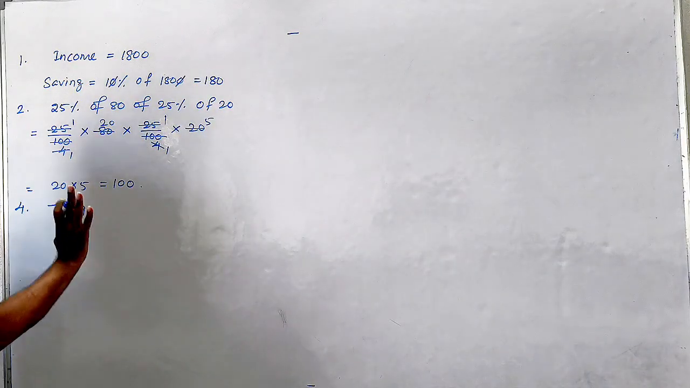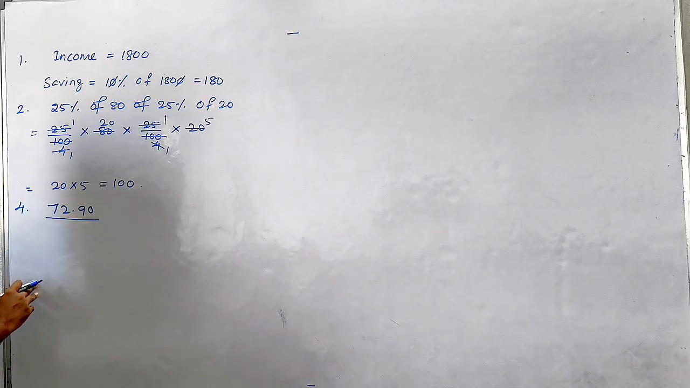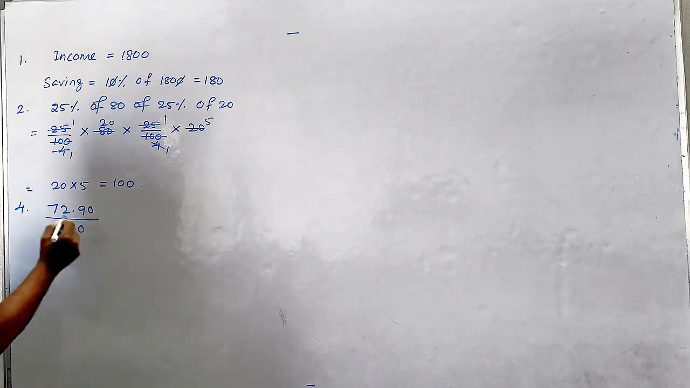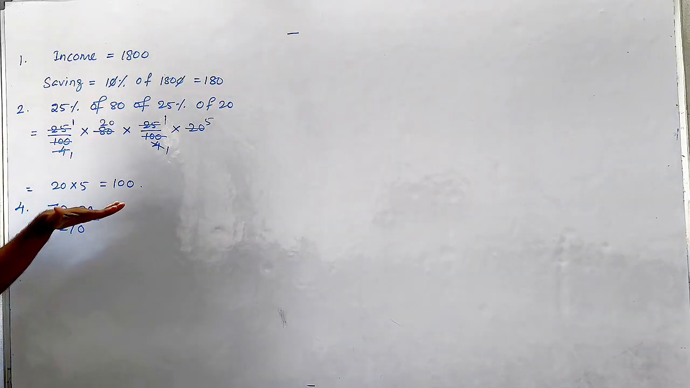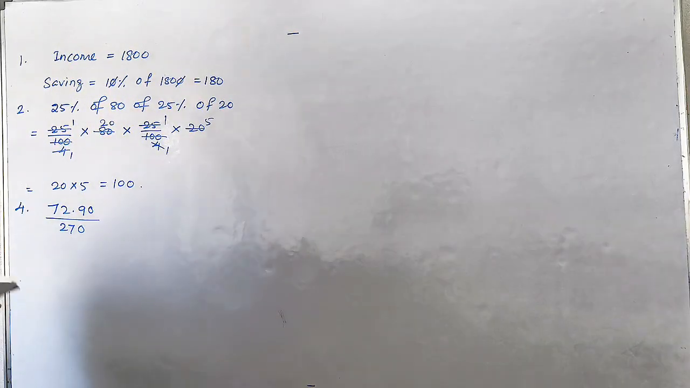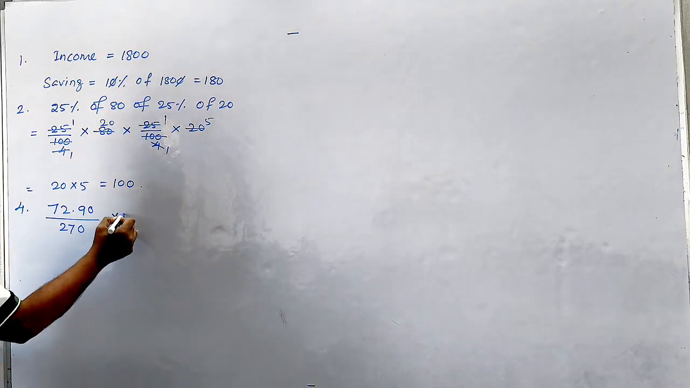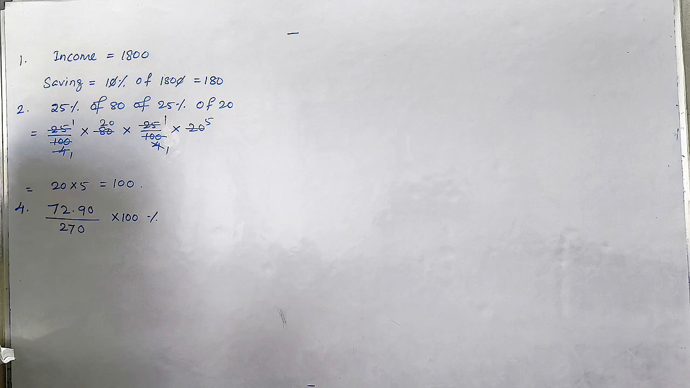So 72.90 is the numerator. Out of means by. Out of how much is given? 270. And it is asked what is the percentage? How to convert this into a percentage? Fraction to percentage, what to do? Into 100%. Here, guys, you see, simple calculation. Don't multiply, don't cancel here.